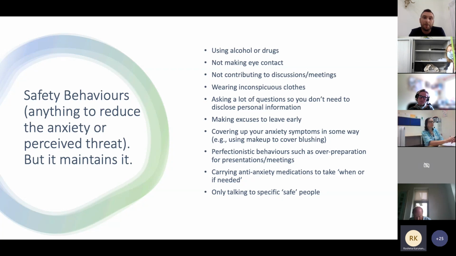Okay, not making eye contact. The problem with not making eye contact is that the person then fails to understand or fails to see that the other person may not be looking at them anyway. Okay, so if your eyes are down, you're obviously going to feel a little bit more anxious, but you're also, in a way, maintaining anxiety because you're not seeing that's not true. Okay, not contributing to discussions or meetings.